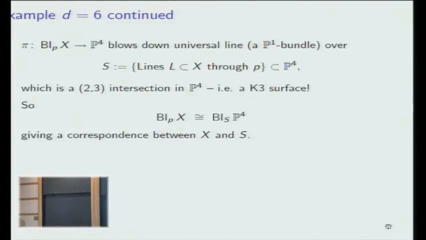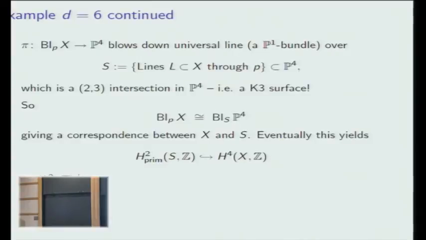All right, so what you end up with is that this cubic fourfold with an ordinary double point, when you blow it up at the ordinary double point, you get the blow-up of P4 in a K3 surface. So in this example, that's where the K3 surface comes from. And that gives you a correspondence, and that gives you, it turns out, this embedding of the primitive cohomology of the K3 surface inside the cohomology of the cubic fourfold.